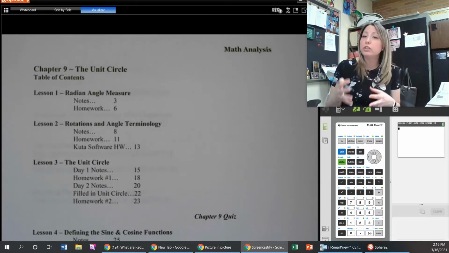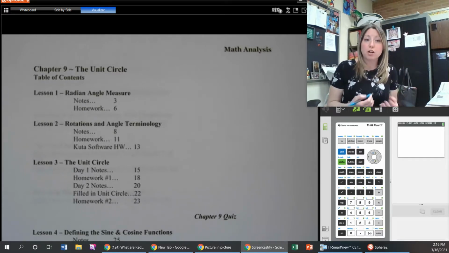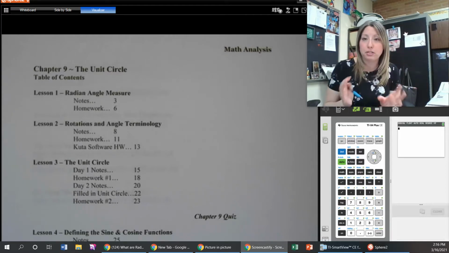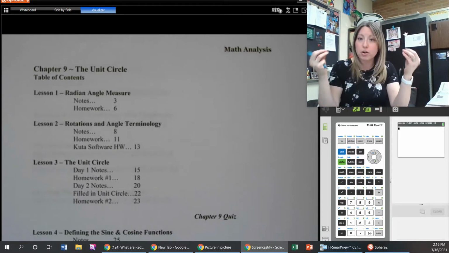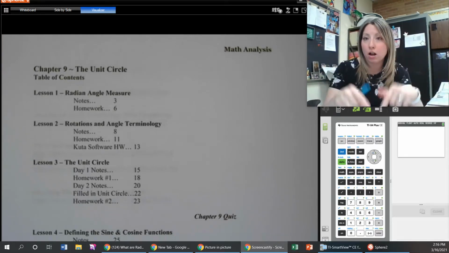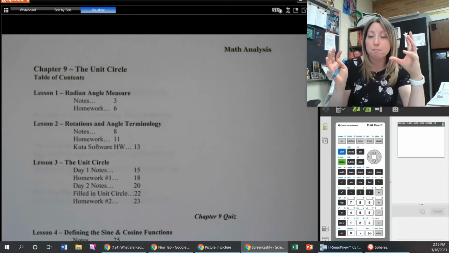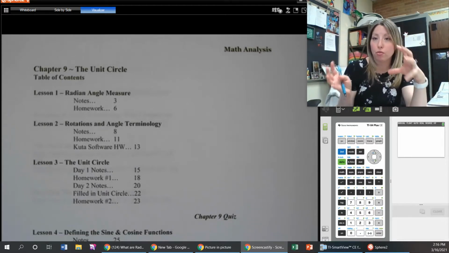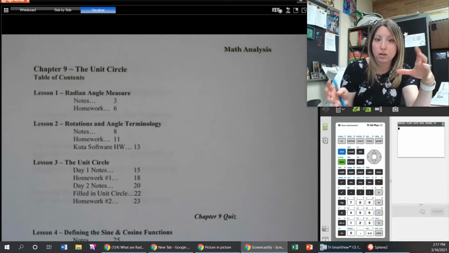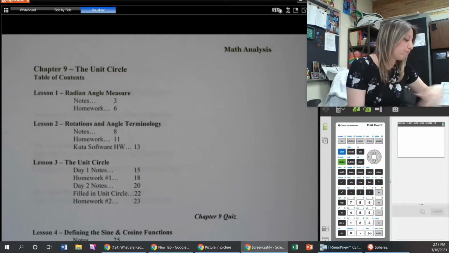But before we can officially do that, we need to talk about radian angle measure, and we need to talk about rotations and angle terminology. And once we have those two concepts down, we can take the stuff we already know and put it all into one circle on the coordinate plane. And then we'll identify important specific points along that unit circle. That's what our quiz will be on. So that's where we're going to stop and then have our quiz.